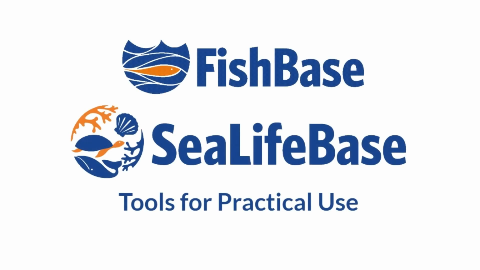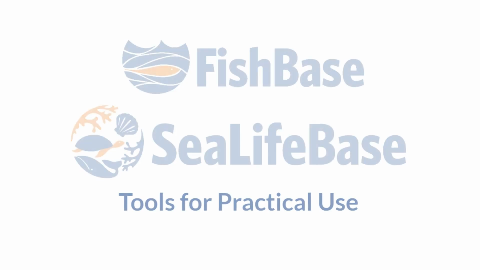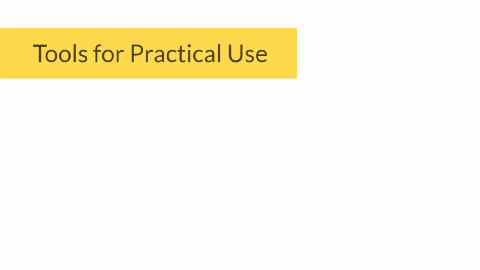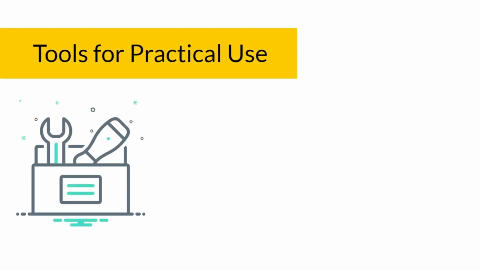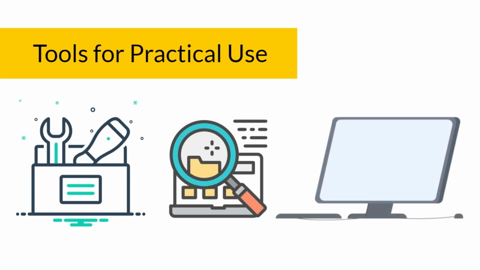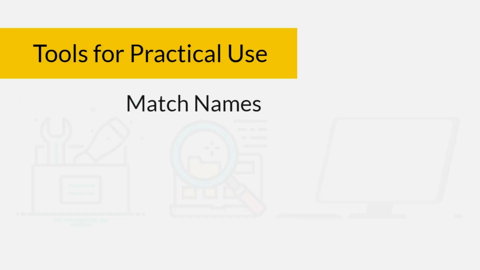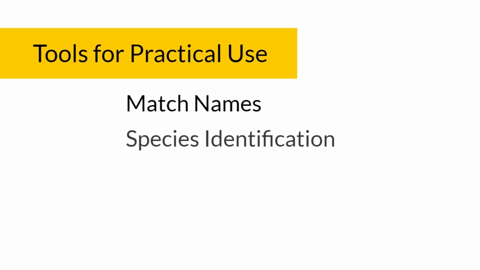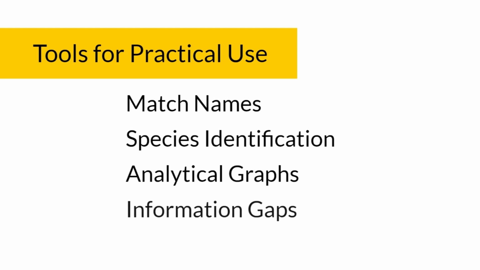There are a number of tools in FishBase and SeaLifeBase that are of practical use for students, researchers, and those involved in marine biodiversity conservation and monitoring. In this section, we will be showing you a few of these tools, what they are, where to find them online, and how to use them for your work. Learn more about the Match Names tool, Species Identification tools, Analytical Graphs, and Information Gaps tool.